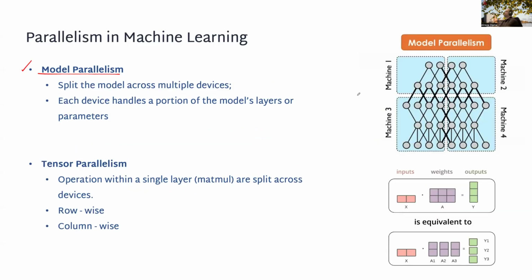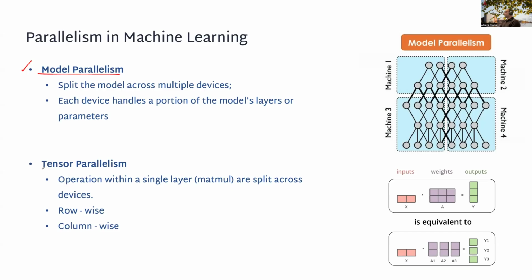But in model parallelism, the assumption is that you cannot really fit your model in a single machine. So in an extreme case, if you cannot fit your model and also cannot fit your data, you should follow a hybrid approach, which is obtained by combining data parallelism and model parallelism. Okay.